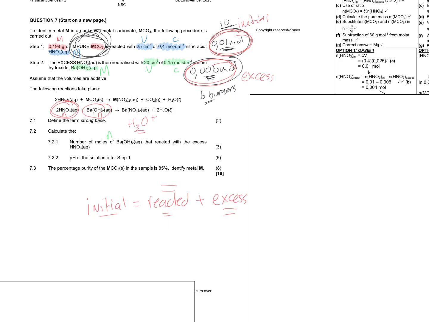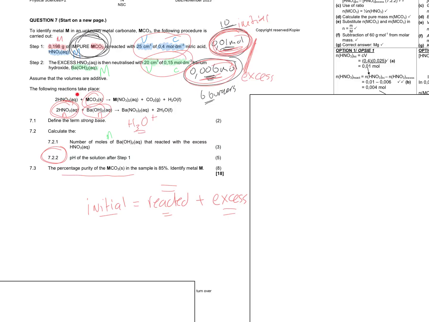We already were asked about how much we had left over when we did 7.2.2, because that gave us the pH of the solution after step 1. Now they're asking us the percentage purity of the MCO3, which is terrifying, but basically they're asking how much reacted with this thing. When we use the blue numbers, we get how much we had at the beginning. When we use the green numbers and the ratio, we can work out how much we had at the end. The difference between those two is the number that I want. It's the number that I've worked out here. This is the amount of HNO3 that reacted with the MCO3.